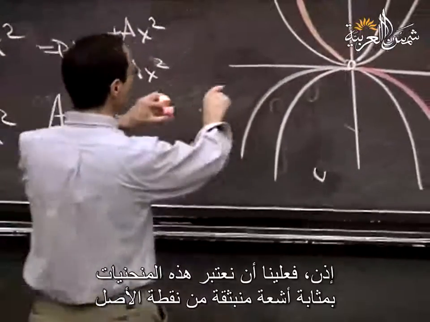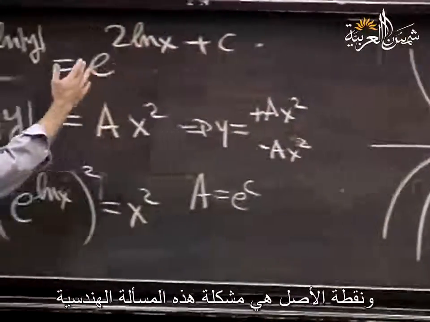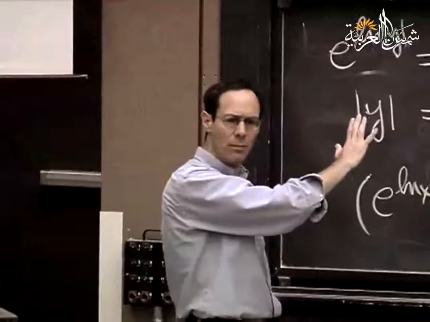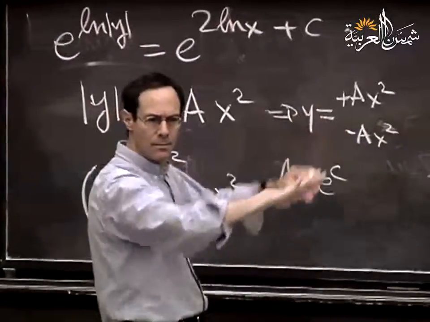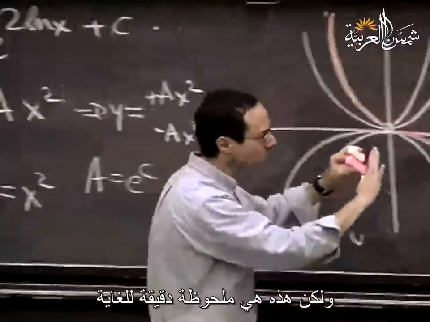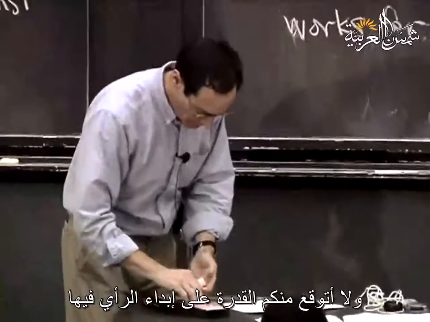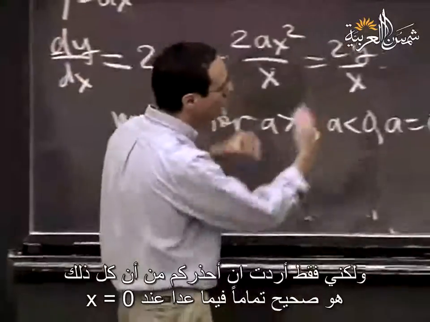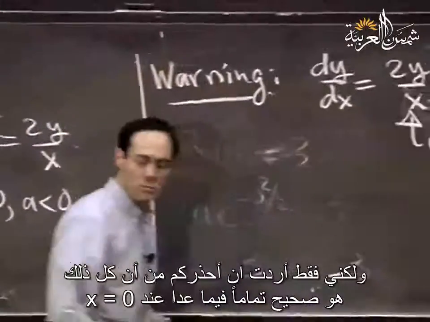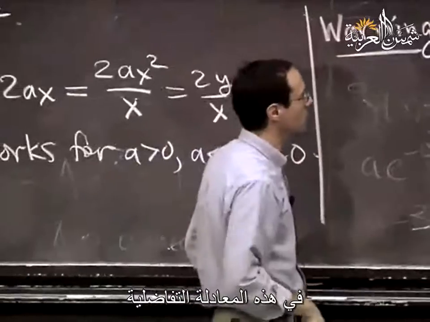So you should really be thinking of these things as rays emanating from the origin. The origin was a special point in the whole geometric problem, rather than as being complete parabolas. That's a very subtle point. I don't expect you to be able to say anything about it, but I just want to warn you that it really is true that when x is equal to 0, there's a problem for this function, for this differential equation.